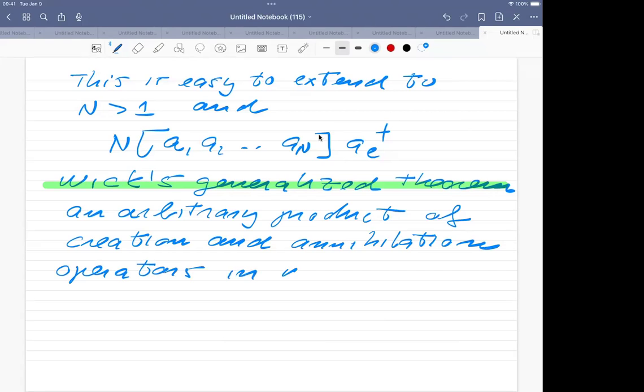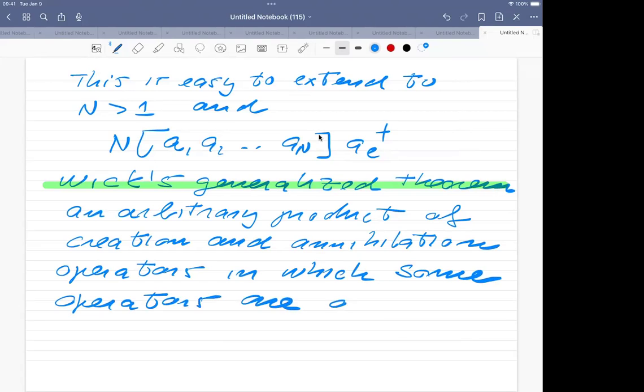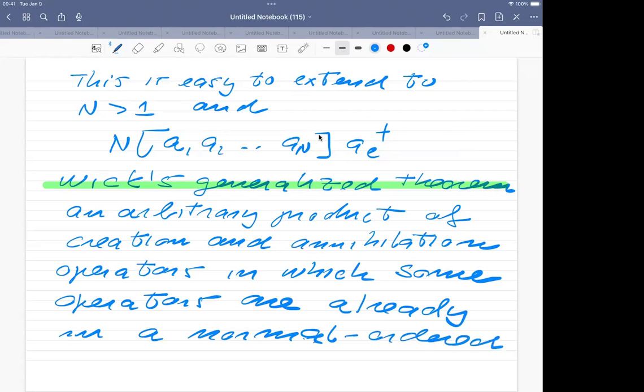in which some operators are already in a normal ordered form, is given by, and let me just set up the expectation values, which you are going to get now.